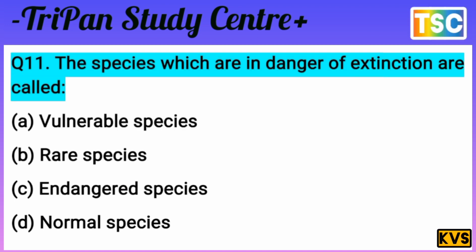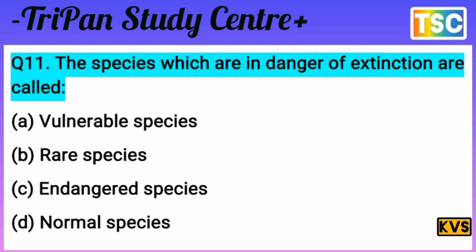There is a question here. The species which are in danger of extinction are called. You know that the question is clear. The options here: A, vulnerable species; B, rare species; C, endangered species; and D, normal species. You know that the options are great here, but first of all, test your knowledge. I give you a few seconds.